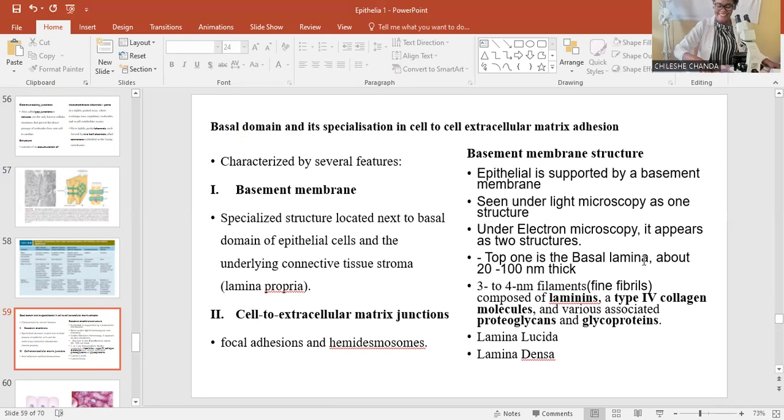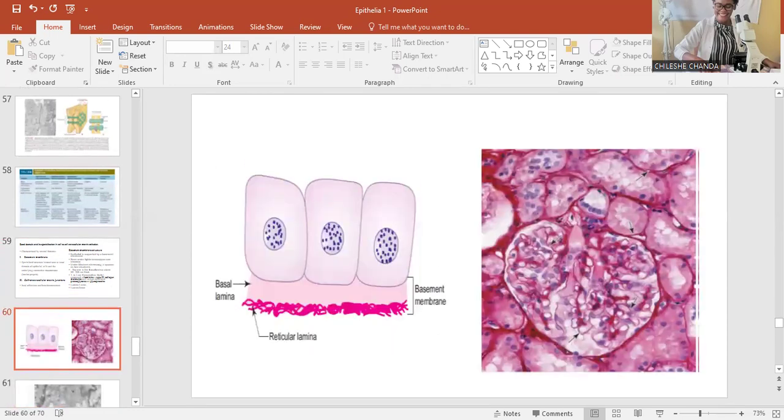The top layer, the one which is closest to the basal domain of the epithelial cells, is known as the basal lamina. This basal lamina is further made up of two layers, the lamina lucida and the lamina densa. The lamina lucida will appear transparent and glass-like under electron microscopy.